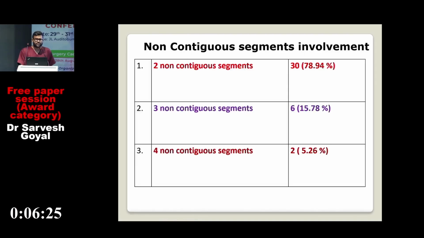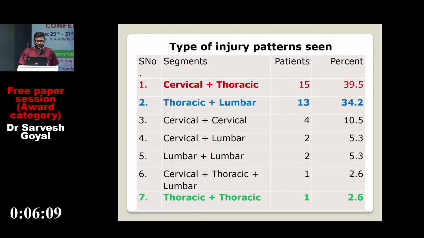Out of 38 patients, 30 patients, that is 79%, had two non-contiguous segments, whereas 8 patients had more than 2 segments: 6 patients had 3 non-contiguous segments, and 2 patients had even 4 non-contiguous segments.